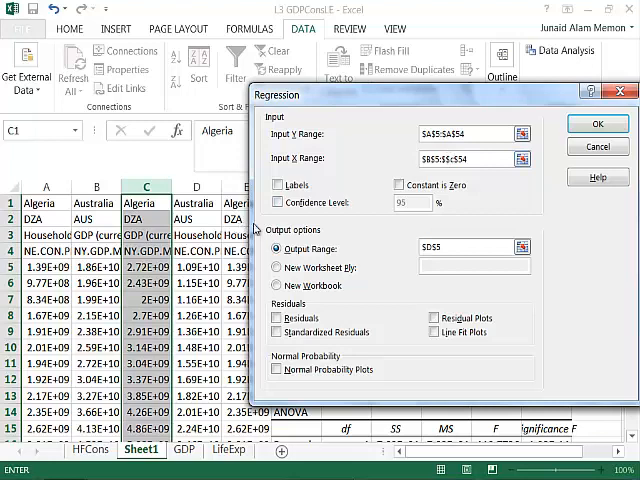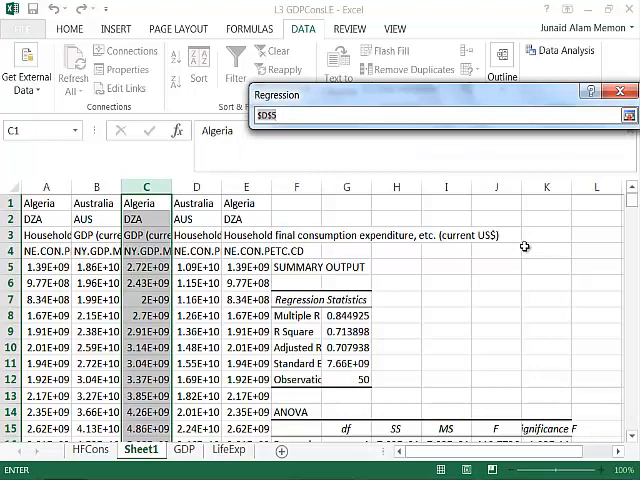So I've made the regressors from B5 to C54, which is the next two columns. What that means is that I've got Australian consumption, Algerian consumption on both Australian and on Algerian. So I'm going to put this.